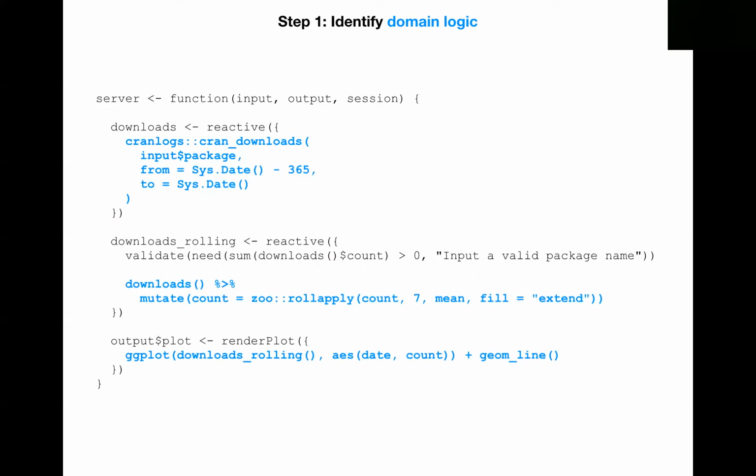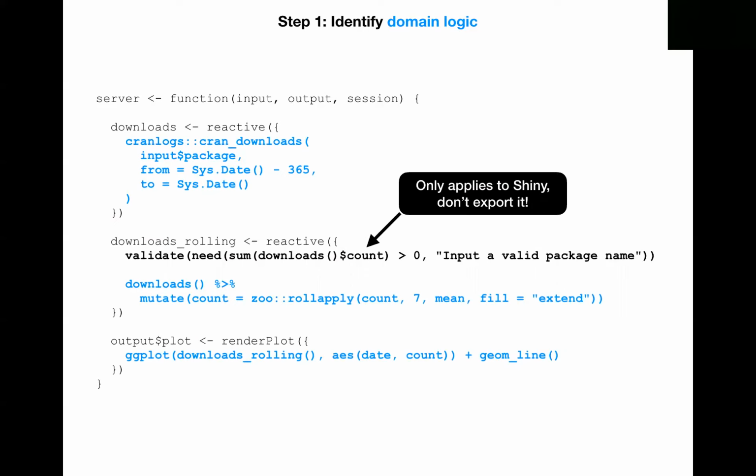So once we've identified the domain logic, you're probably going to be left with parts that appear within a reactive expression that don't really make sense to export to your user. I don't need to export this input validation because the code that we're going to be exporting is probably going to be a valid package. So this is really code that only makes sense for the Shiny runtime, but I don't want to export that code to users because it's not going to make sense outside of the Shiny application.